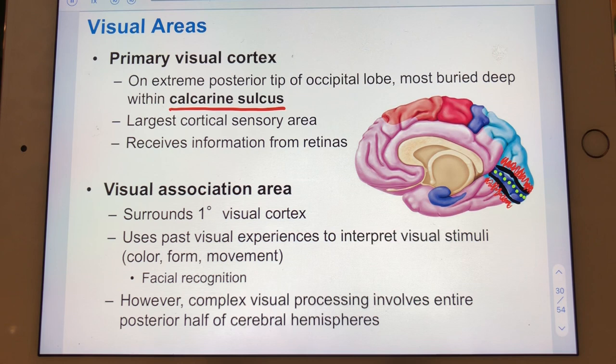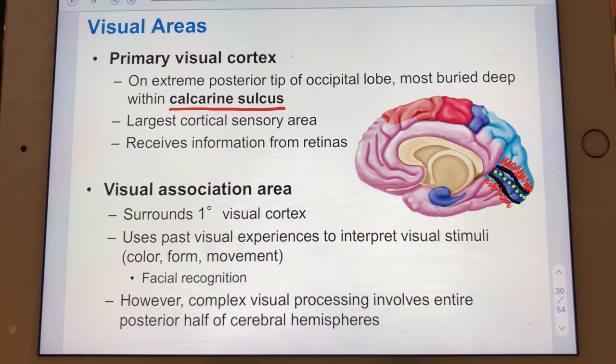What does your visual association area do? It compares new visual input with previous visual experiences to give that new input context, meaning. So cool. I love it. All right, next slide.